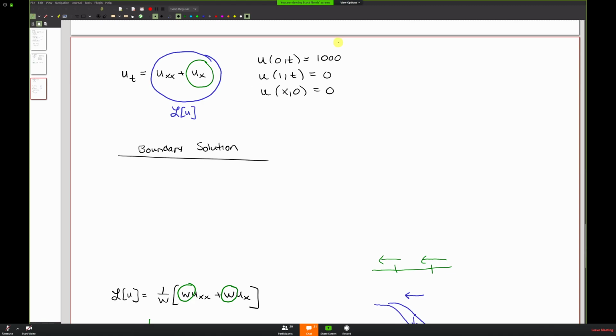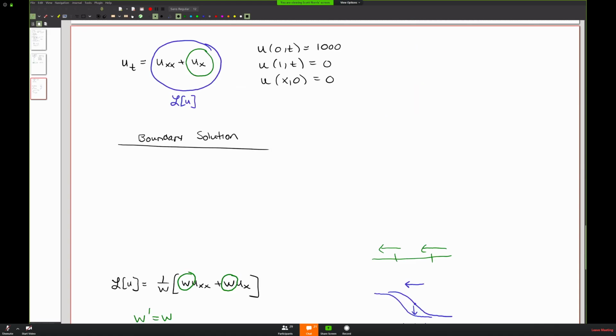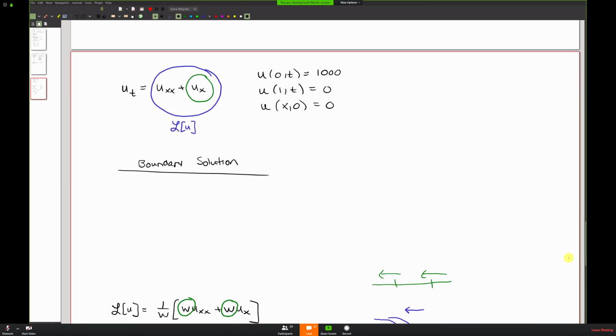Non-homogeneous boundary conditions mean that I cannot... they don't play well with eigenfunctions. So that's an excellent question. Would it not be phi of 0 equals 1,000? And that would not go well if we had a non-homogeneous boundary condition in that eigenfunction problem. So absolutely, we split that out with a boundary solution.